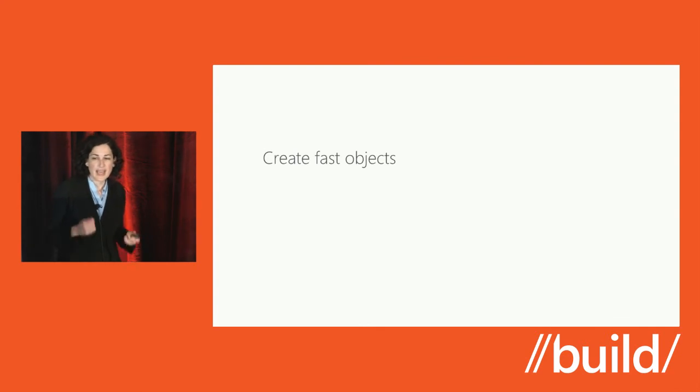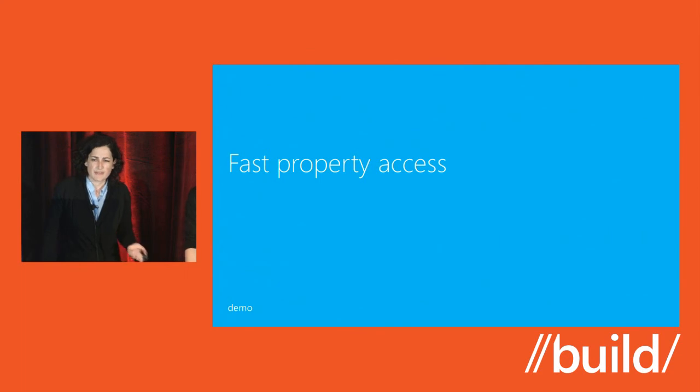So the key aspect to object interaction and making that fast is fast property access. And the way that you get fast property access is by avoiding a few no-nos and also making sure that your objects are consistent throughout the lifetime of the object. So, fast property access.